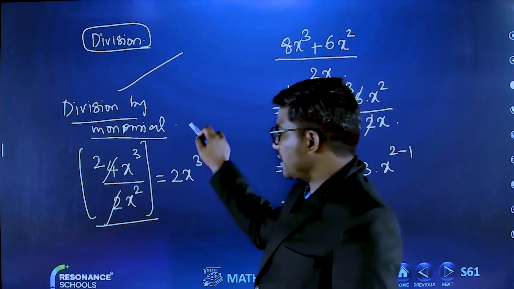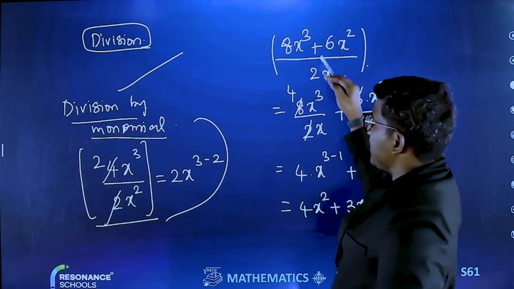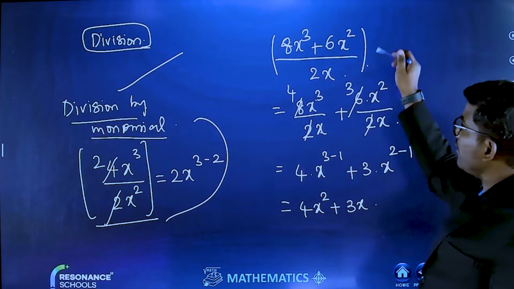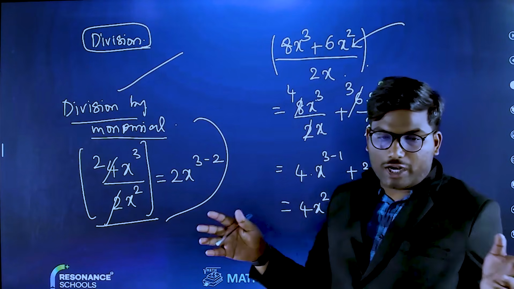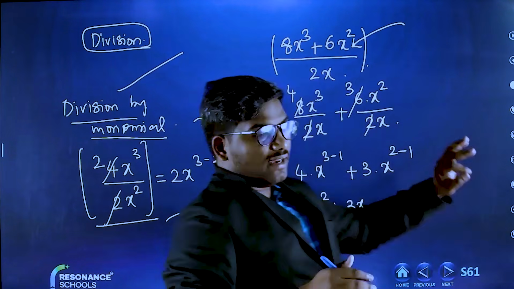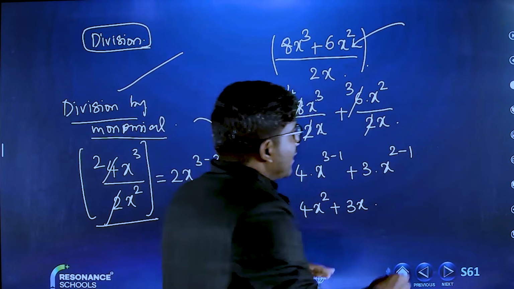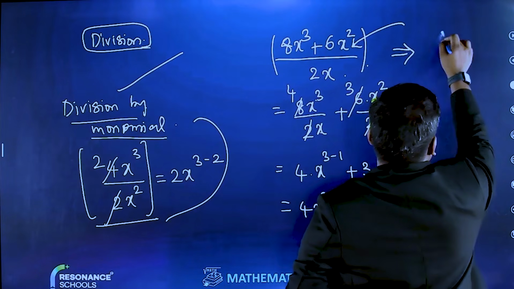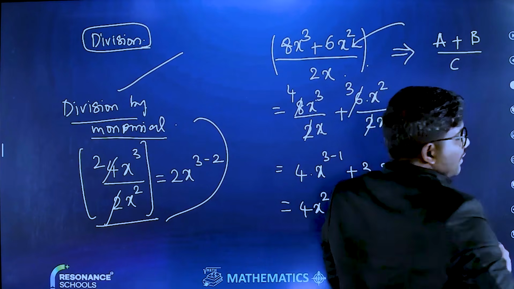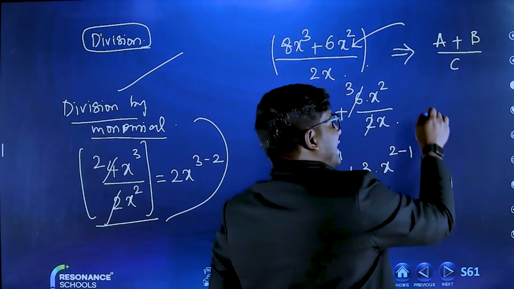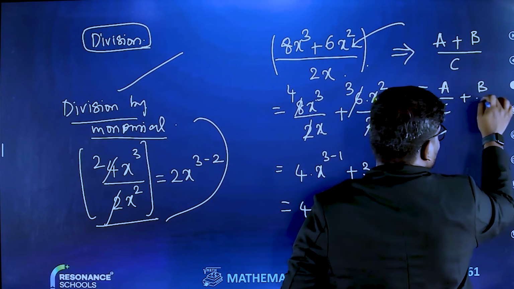It's a single term. Now, when it is a polynomial by a monomial, we'll split up the polynomial accordingly, and then we will come to the conclusion. Say this is equivalent to a plus b by c. It's a fraction. Now I can write it as a by c plus b by c, right?